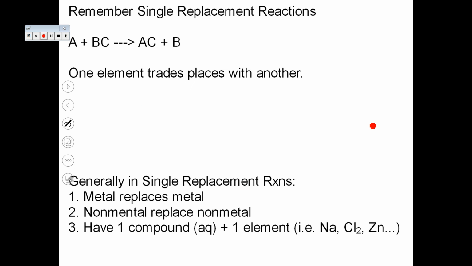Remember, with single replacement reactions, one element trades places with another. Generally, in single replacement reactions, the metal replaces the metal. One exception is that hydrogen will replace the metal because hydrogen is a nonmetal cation. The nonmetal replaces the nonmetal. Usually one of your compounds is aqueous and then the other one will be elemental. And remember, those diatomic ones have to have a 2 written next to them on the bottom.